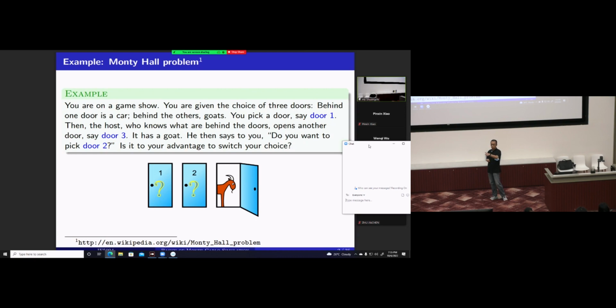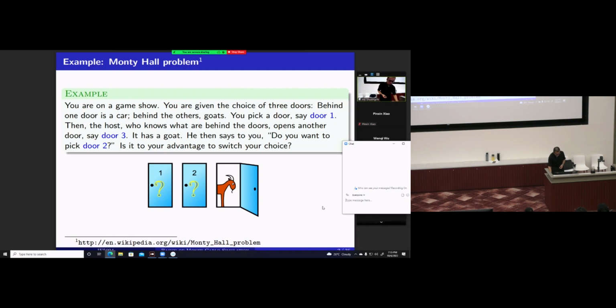Originally, you select door 1. Then the host shows you that behind door 3, there is a goat. Then the question is, do you wish to change from door 1 to door 2? It gives you that option. Then the question is, is it to your advantage to switch your choice? So this is the so-called Monty Hall problem.